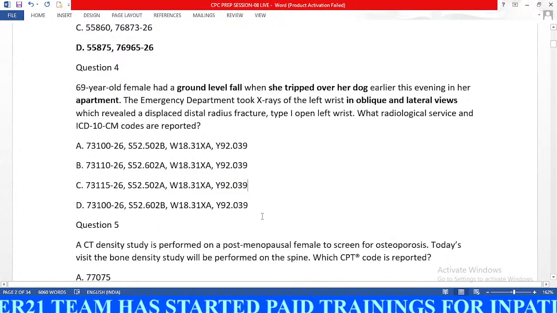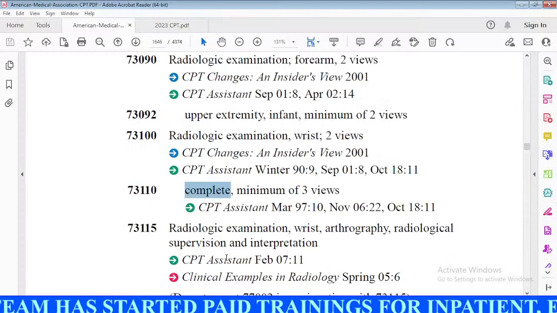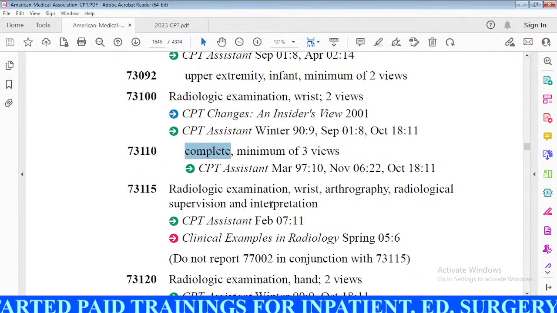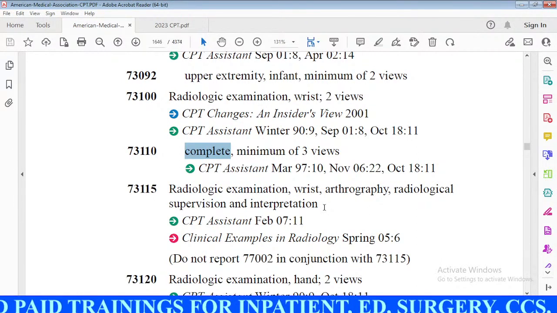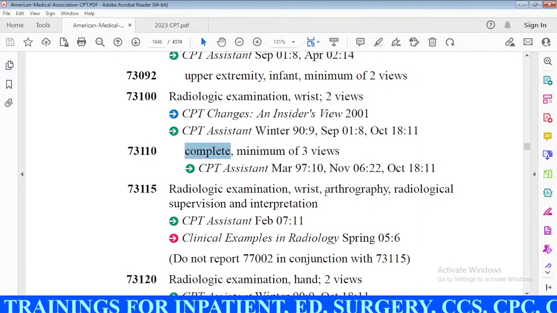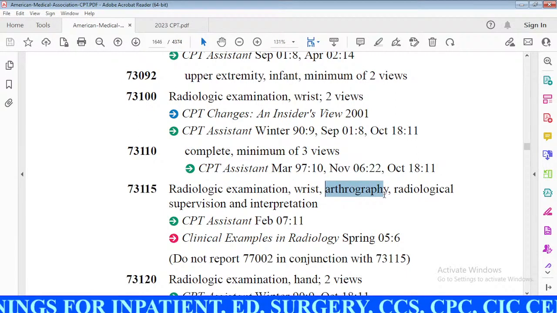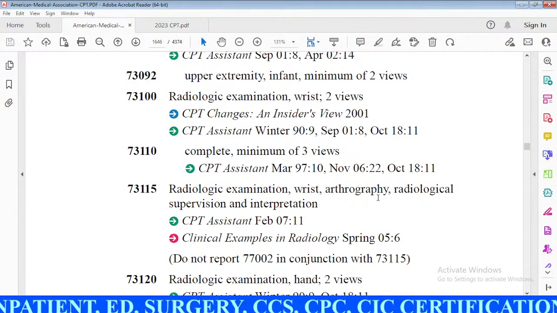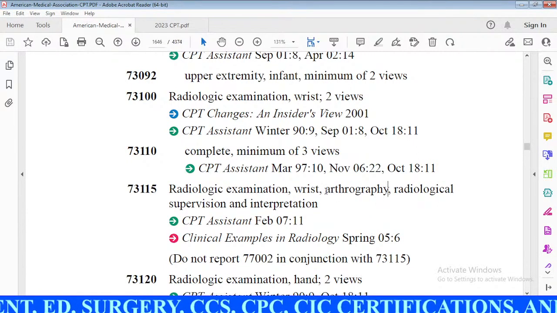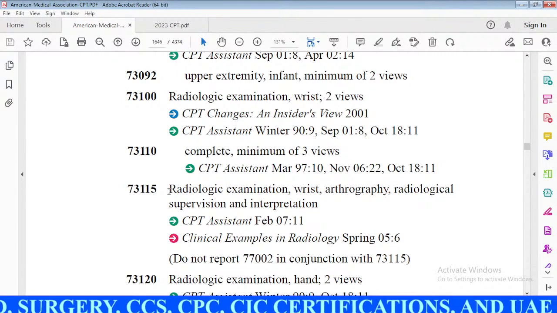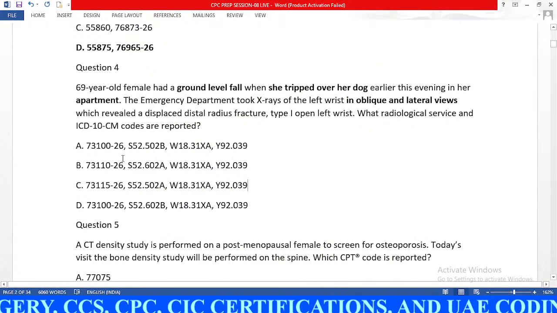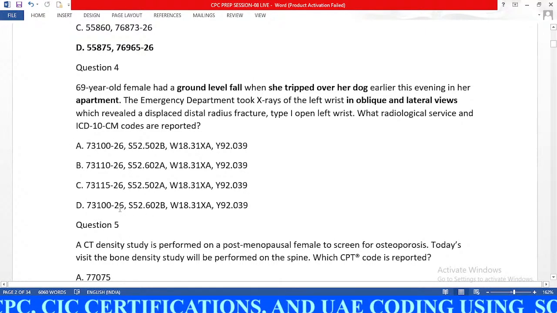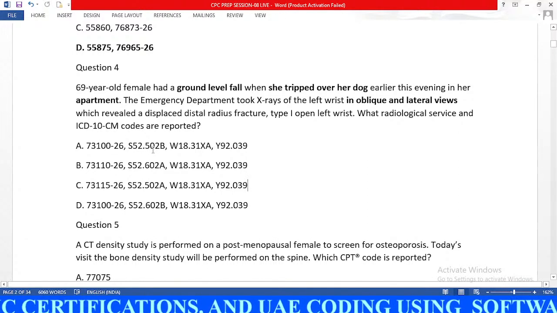So next one, 73115. Radiological examination, wrist, arthrography, radiological supervision and interpretation. Based on our question, we don't have any arthrography mentioned here. Arthrography means recording of joints. Arthro means joint, graphy is recording. So recording of joint. So 73115 is also wrong. So we need to check A and D, where the CPT codes are the same. So directly we need to check the ICD-10 CM codes.